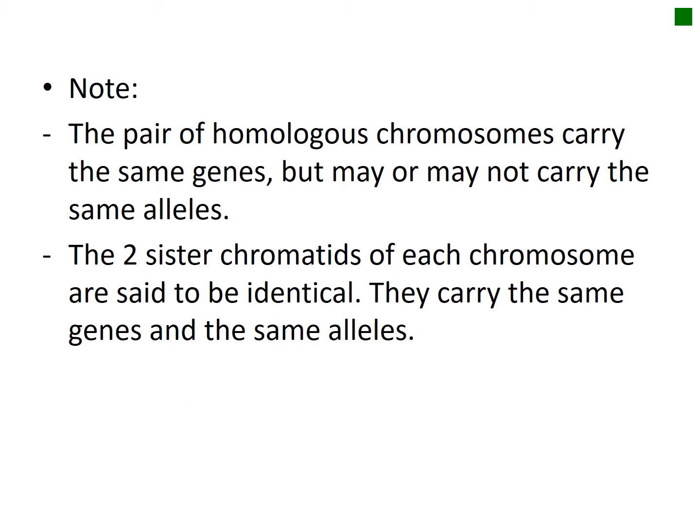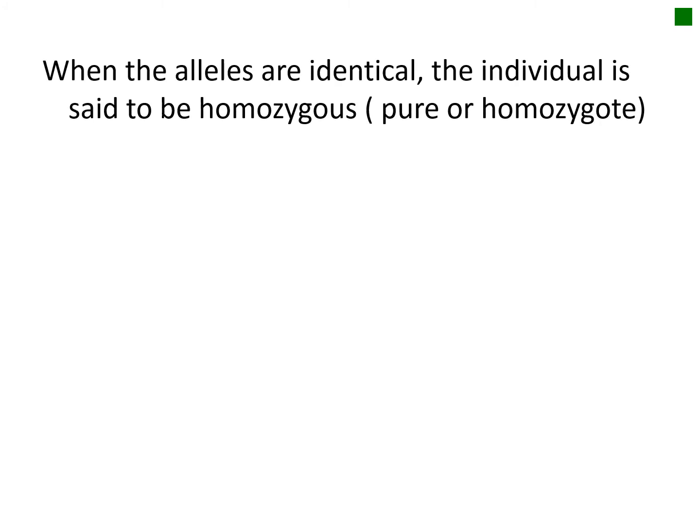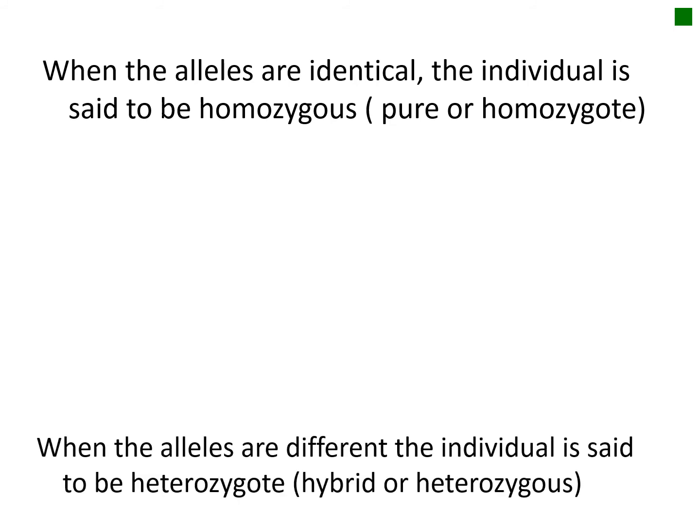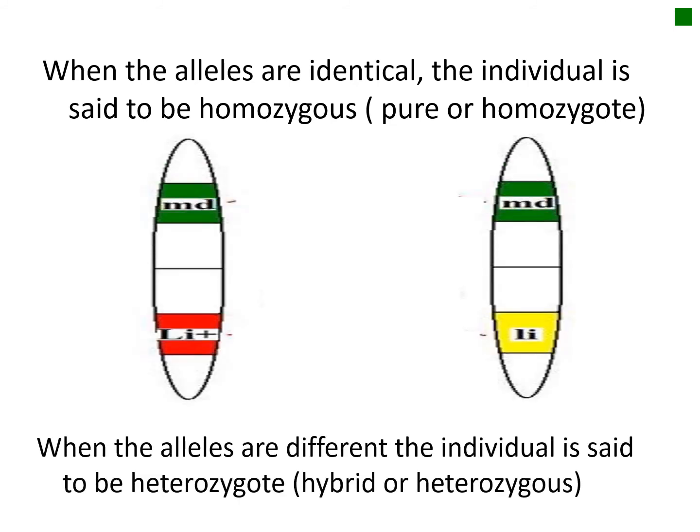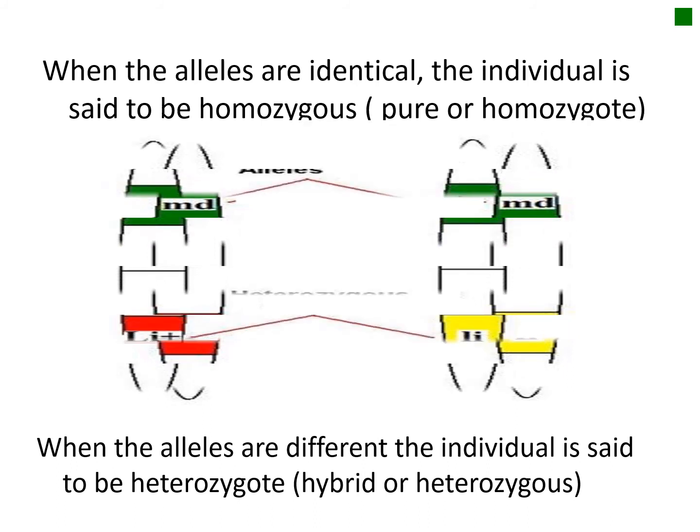The pair of homologous chromosomes, as we said before, carry the same genes but may or may not carry the same alleles. The 2 sister chromatids are said to be identical. They carry the same genes and the same alleles. When the alleles are identical, the individual is said to be homozygous, or pure, while when they carry different alleles, they are said to be heterozygous, or hybrid.